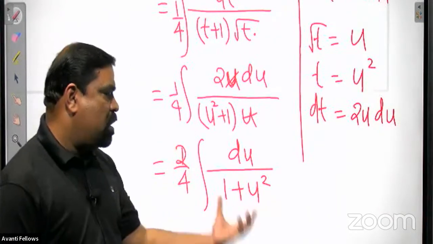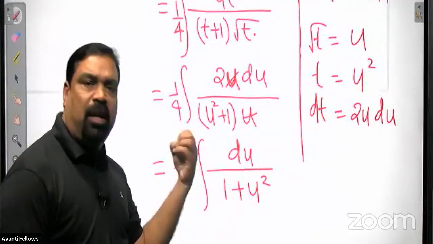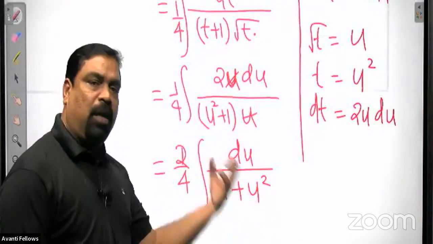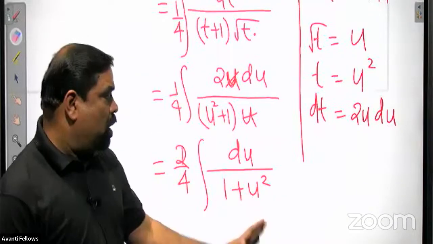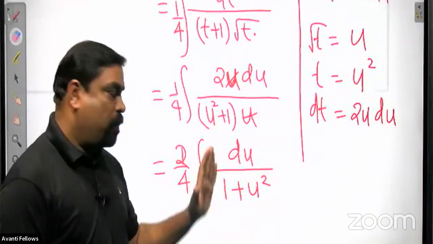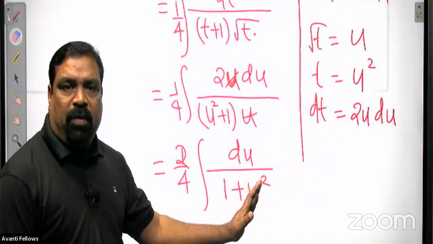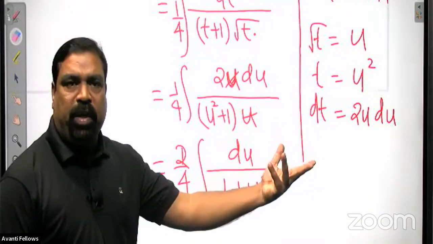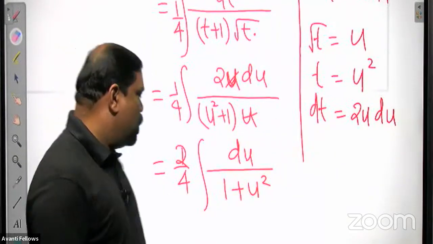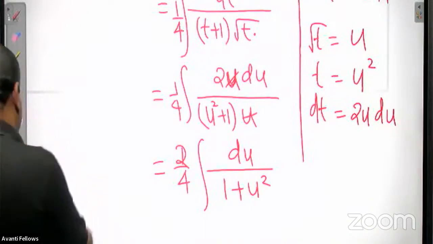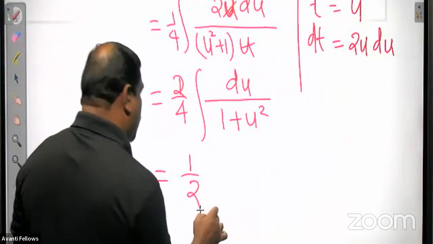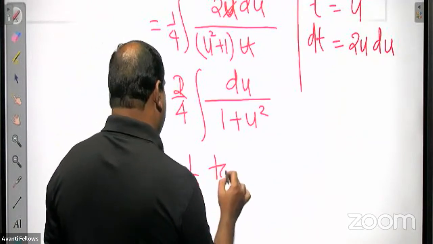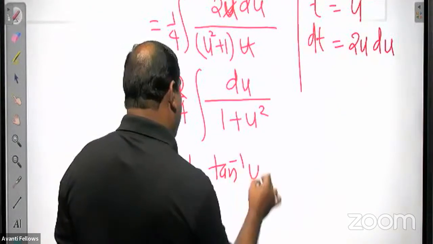Now, it is a very standard integral, a standard formula. Everybody must be knowing the formula. Apply the formula: integral of 1 by 1 plus u square, like 1 by 1 plus x square, is tan inverse u. So that's equal to 2 by 4, means 1 by 2, into tan inverse u plus c.